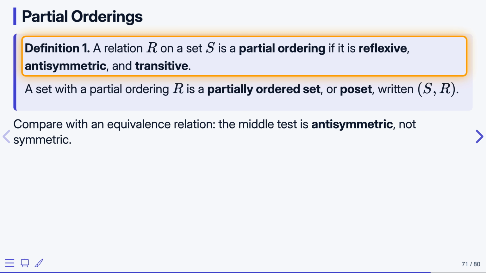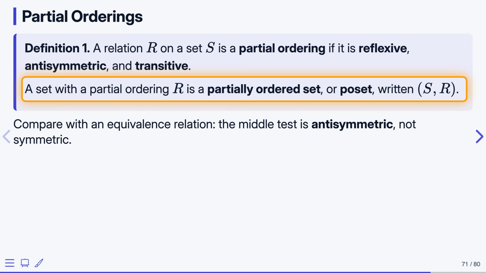Now the main definition. A relation R on a set S is a partial ordering when it has three properties. It is reflexive. Every element relates to itself. It is antisymmetric. If A relates to B and B relates to A, then A and B are the same. And it is transitive. If A relates to B and B relates to C, then A relates to C. When a set S carries such an order R, we call the pair a partially ordered set, or a poset for short. We write it as S with R. The members of S are the elements of the poset.